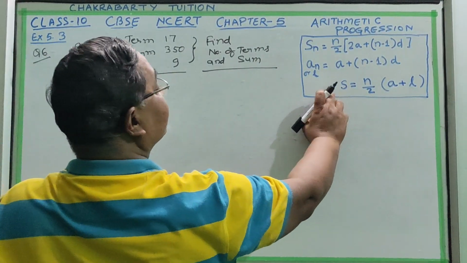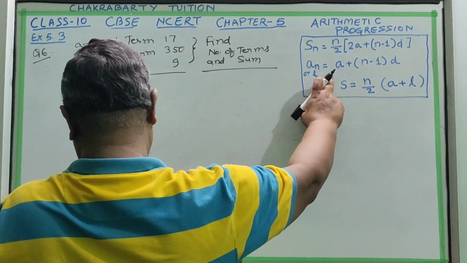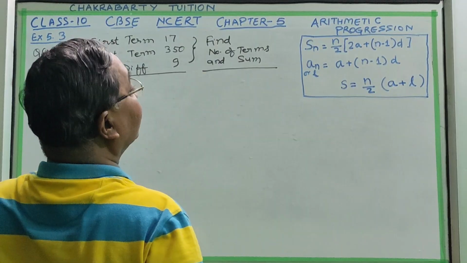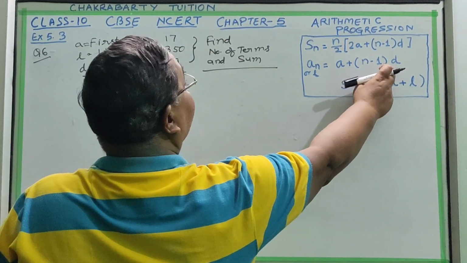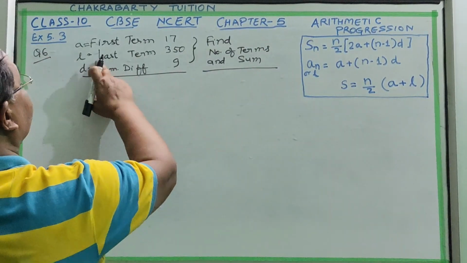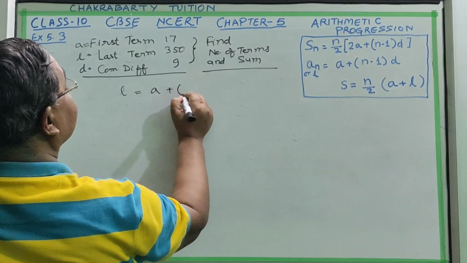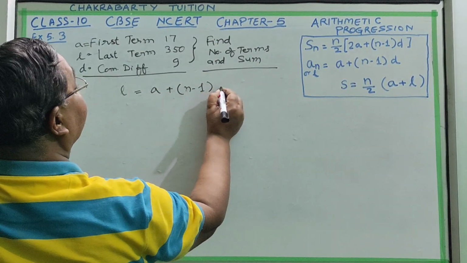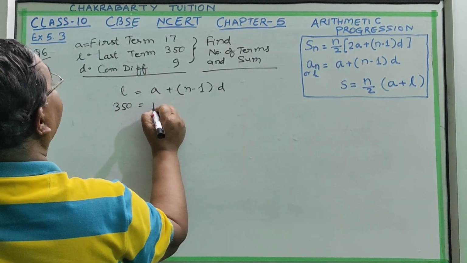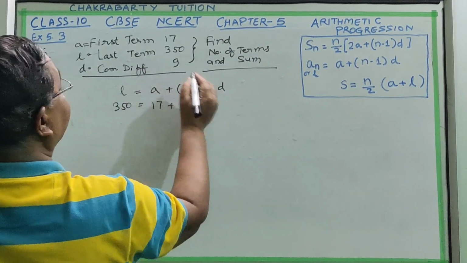So first we will go with the formula with which we can find out the number of terms. And here L is also given. So in place of A n we will write L. L is equal to A plus n minus 1 times D, and D is also given. So L is 350 here. A is 17 plus n we have to find out, n minus 1. And D is given 9.